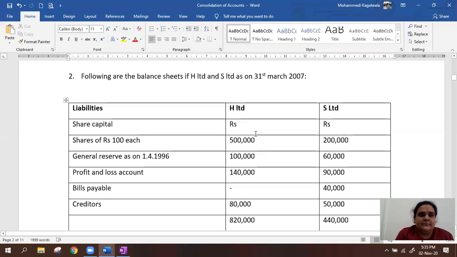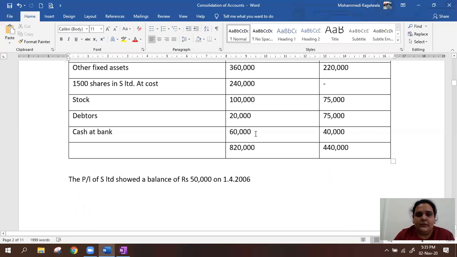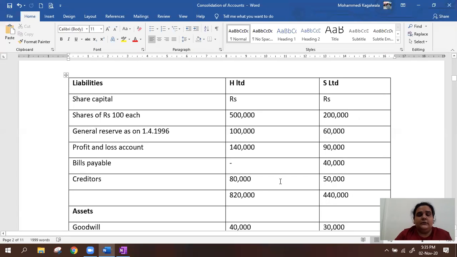Okay, I'm solving question number 2 first. From the following balance sheets of H Limited and S Limited as on 31st March 2007, we are supposed to prepare the consolidated balance sheet. They say the P&L of S Limited showed a balance of rupees 50,000 on 1st April 2006. Looking at my balance sheet, my shareholders' items are share capital, general reserve, and profit and loss account. So basically I have to just treat these 3 items.